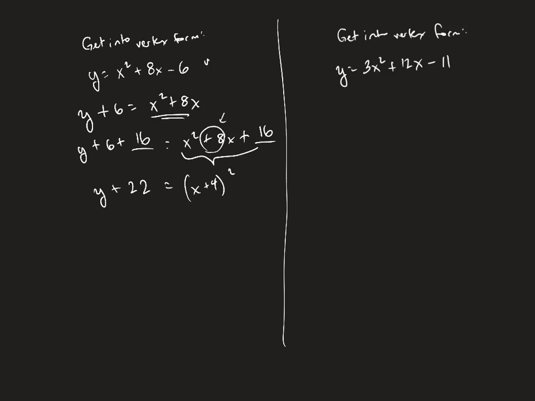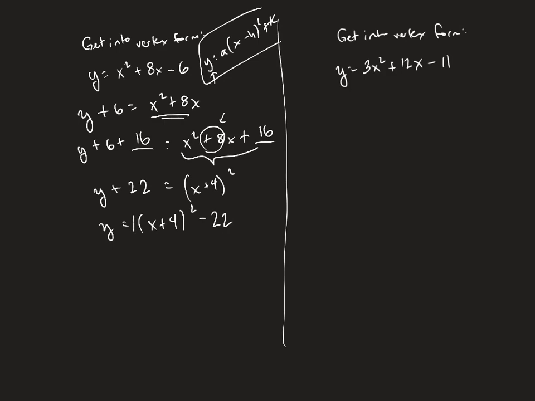Vertex form is basically y equals a times x minus h squared plus k. All we really have to do is get the y by itself. We're not trying to solve for x here, we're just trying to get the y by itself. So to do that, all I have to do is subtract 22 from both sides. And this is now in vertex form.